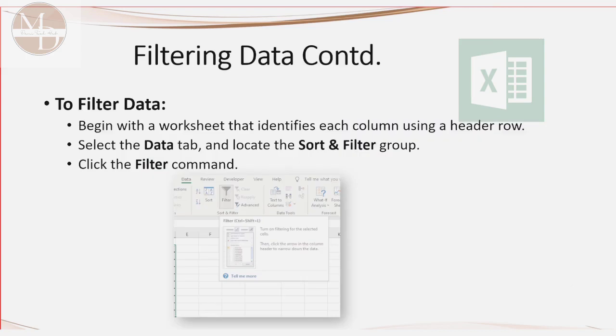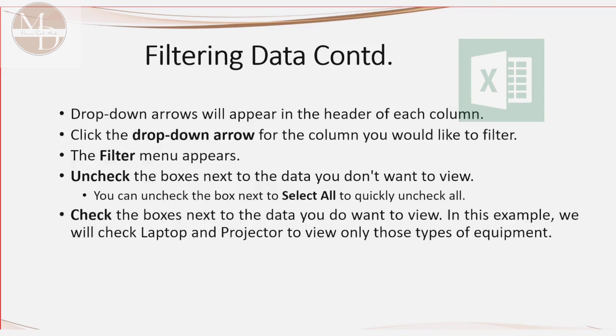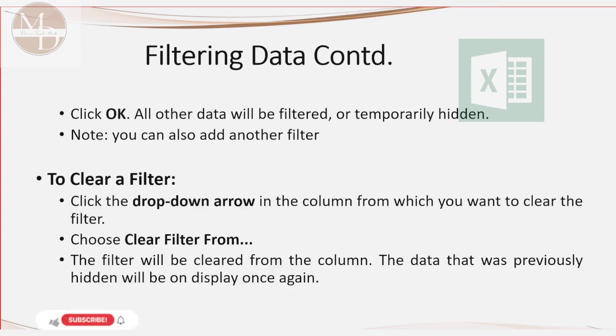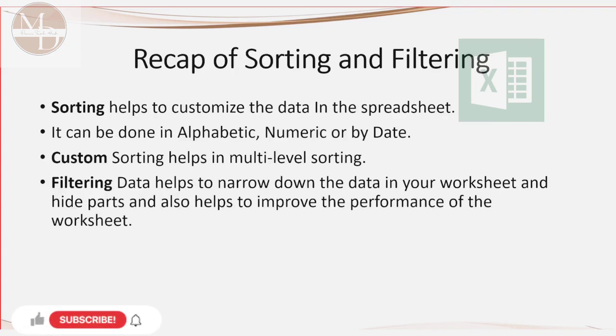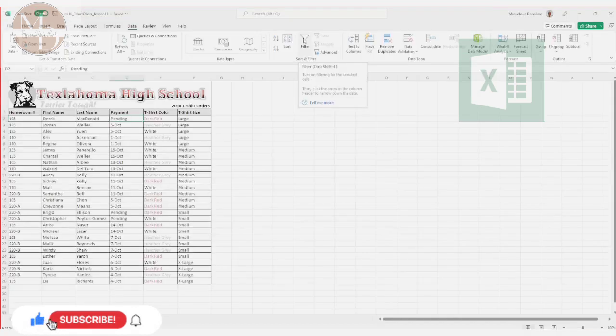Now, to use filter, what do we do? We begin with a worksheet that identifies each column using a header row. Select the Data tab, locate the Sort and Filter group. Click the Filter command. The drop-down menu appears like that. And let's continue. So you want to filter. Click filter. As you can see, the moment I click filter, you will see these arrows beside each column.